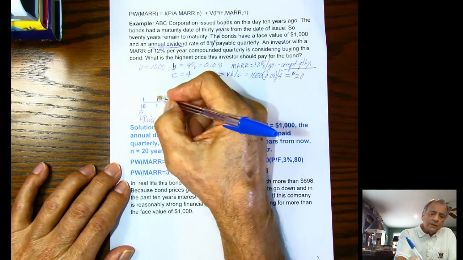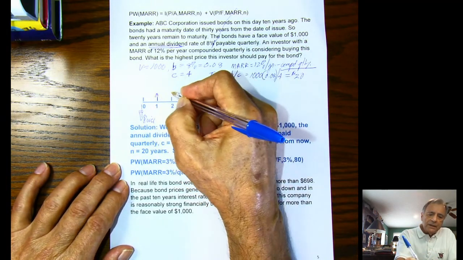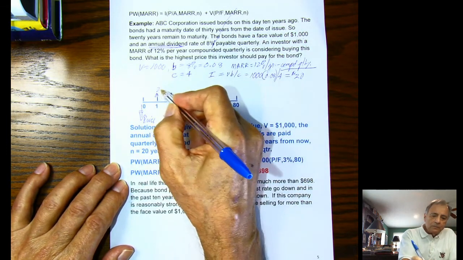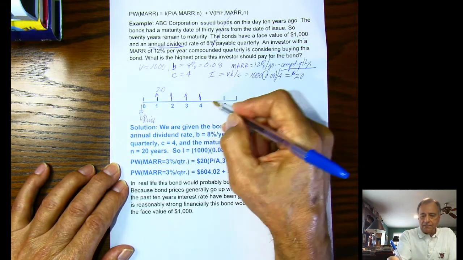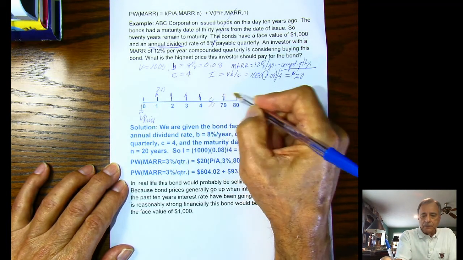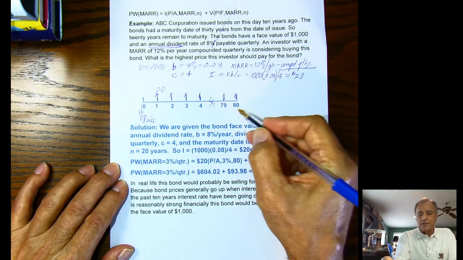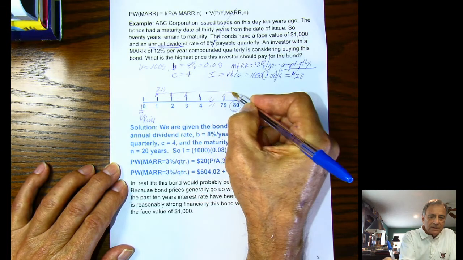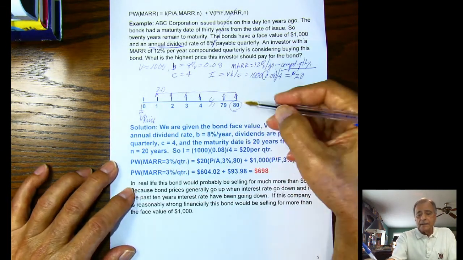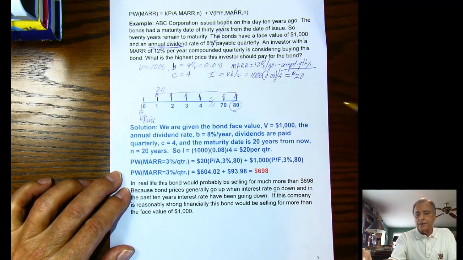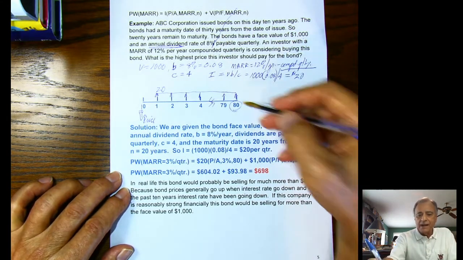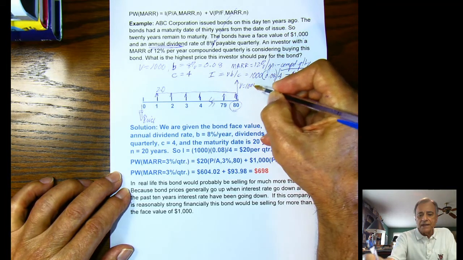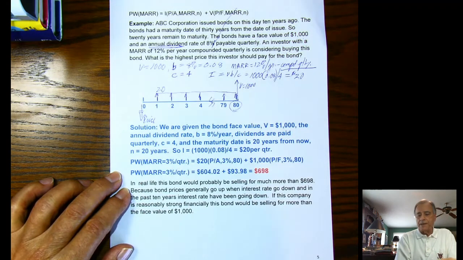So this bond is going to pay me $20 every quarter. So this is 20. And it's going to keep doing that, by the way, until 20 years from now, which is 80 quarters. So I'm going to have a uniform series of $20. Then at the 80th quarter, which is 30 years from when it was issued, 20 years from now, I get the face value, V. V is equal to $1,000. So that's my cash flow if I buy the bond.